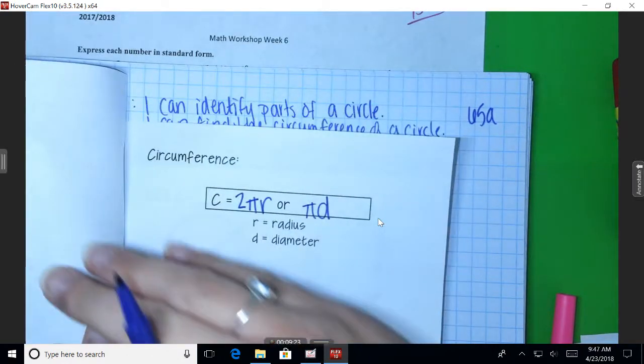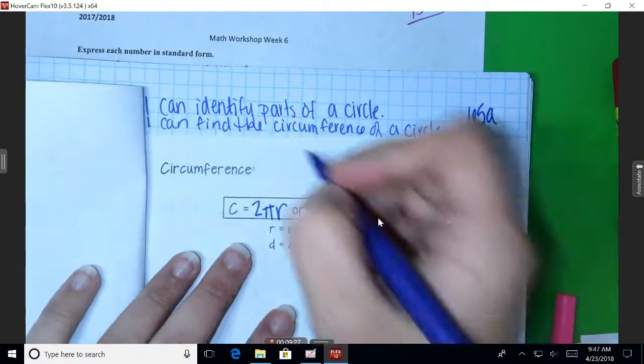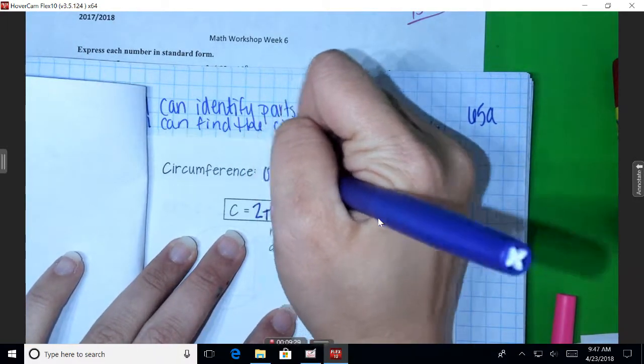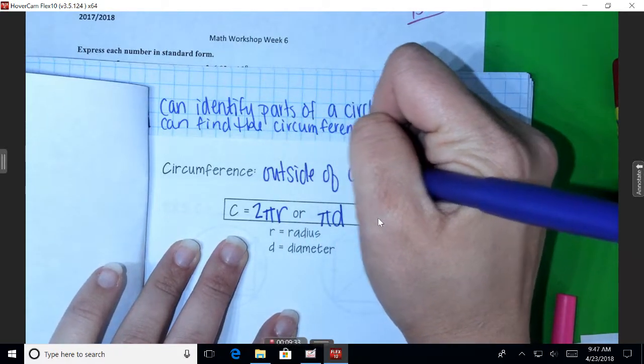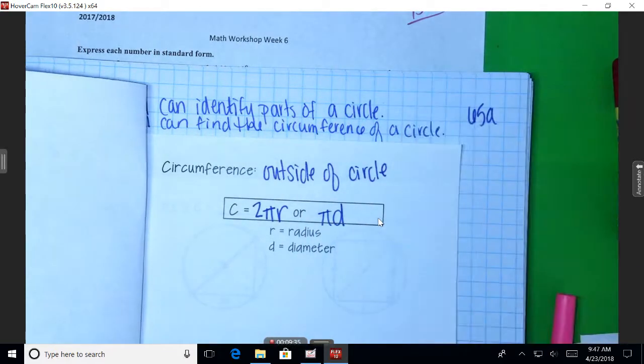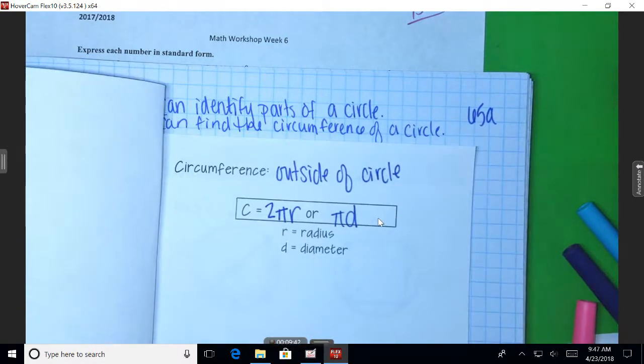Now, what does circumference give you? Does it give you the outside of a circle or the inside of a circle? Outside of a circle. It's like the perimeter. Good. Take a point. All right, so do 1, 2, 3, and 4 without me. I am probably going to post a video on the back part of your foldable, so be on the lookout for that later.